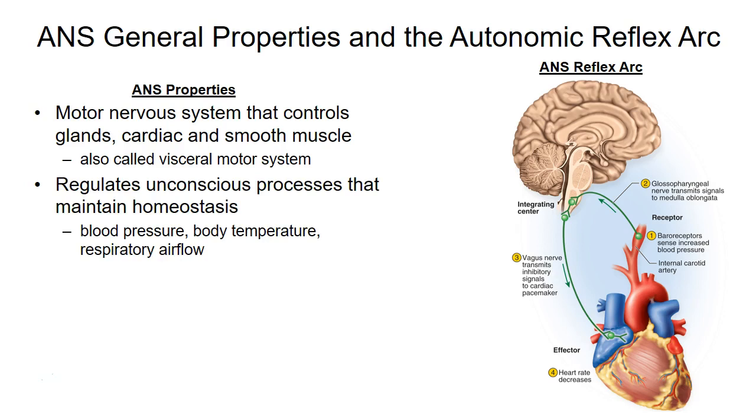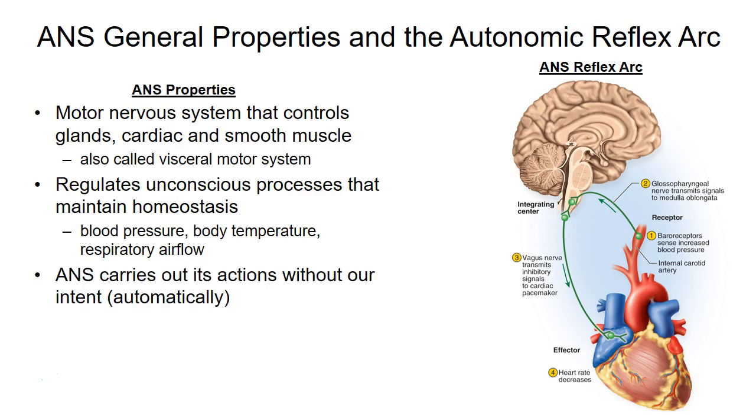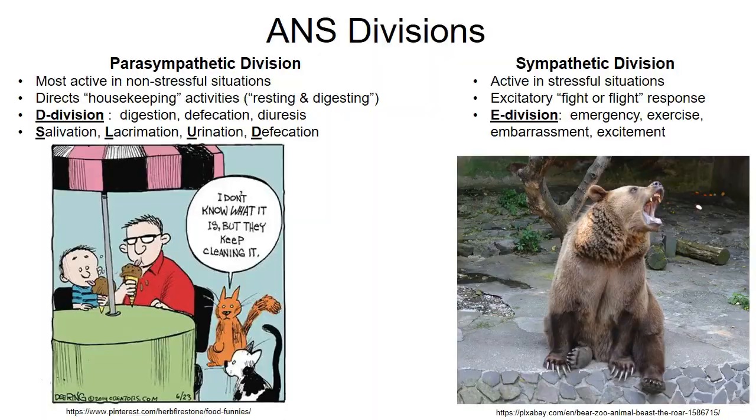So, like we talked about, this is important for maintaining homeostasis. The targets that are affected are generally ones that are really important, like blood pressure, respiratory airflow, body temperature, and so forth. All right, all of those. So without our intent, automatically, right, is what's happening here. And the targets in these cases are going to be cardiac muscle, smooth muscle, glands. Basically, the targets for the somatic are going to be skeletal muscle. All right?